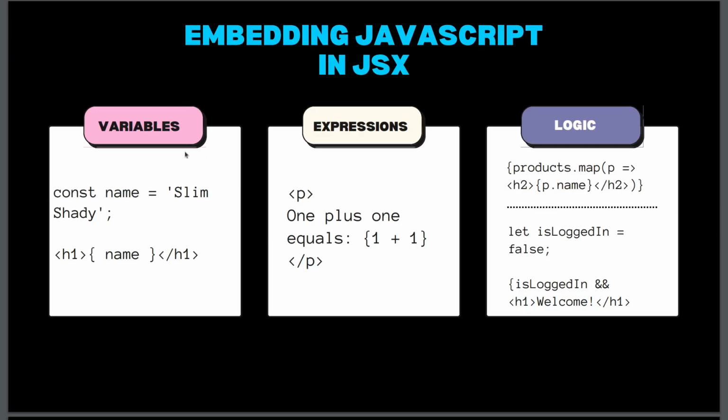So in this first example with variables, and keep in mind this is not an HTML file, this is a JavaScript file or a JSX file, we have a variable called name. And that contains the string Slim Shady. And down here we have an h1 where we embed that variable with curly braces into it. So this will be a heading with Slim Shady inside.